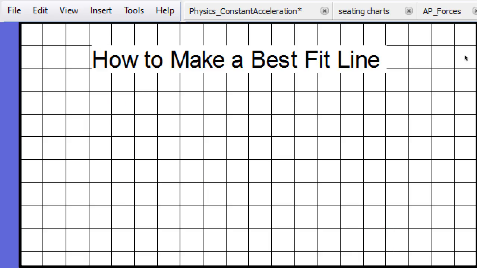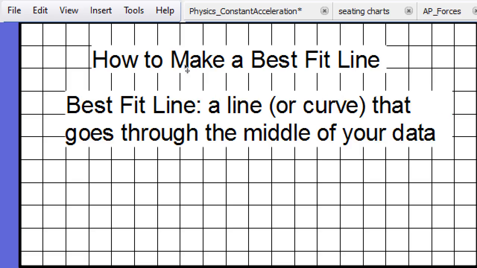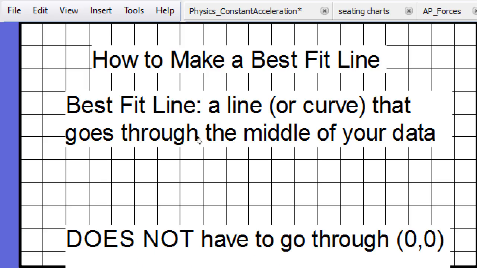Now, whenever we make a graph, the very next thing we need to do is make a best fit line. A best fit line is a line, or sometimes a curve, that goes right through the middle of your data, and it tells you what's going on. Now, your best fit line does not have to go through 0, 0. Literally every single one of you made your best fit line on the test start at 0, 0. It does not need to do that.